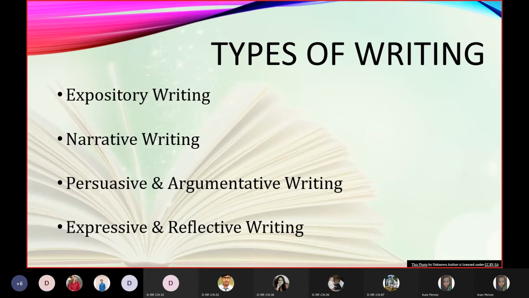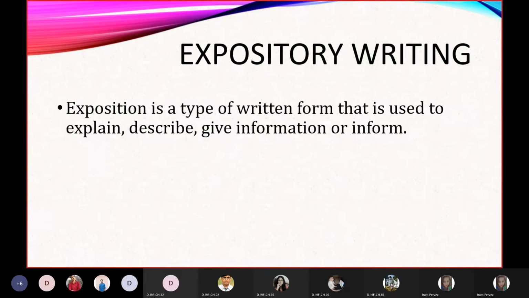Let me see if most of us are here. All right, we are 16 over there, and that's good to go. Let's start with expository writing.